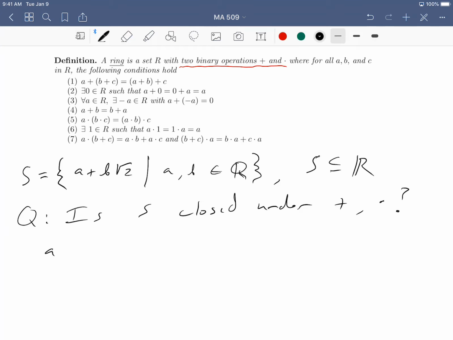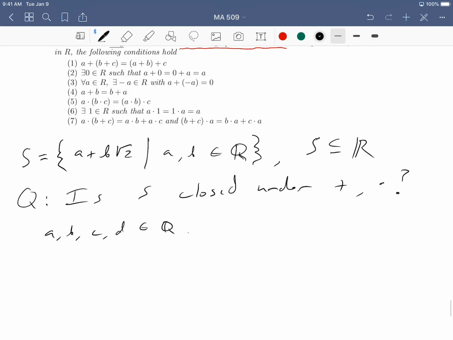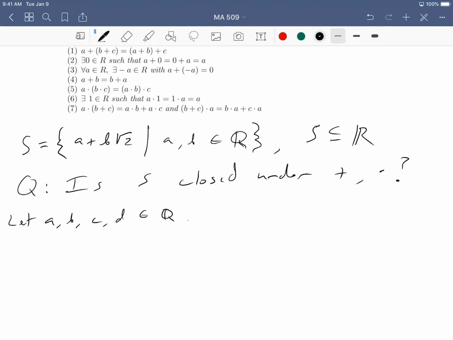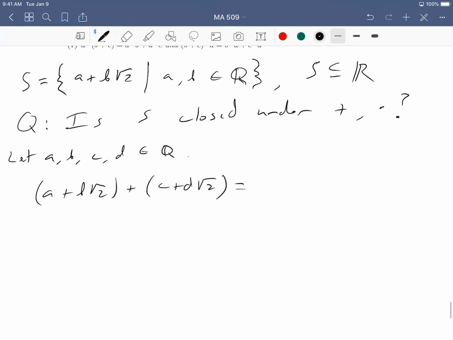I'm going to say let a and b and c and d be rational numbers. Then if I add two generic elements from S, so a plus b root 2 and c plus d root 2, what happens? Do I get something that's still in S? I know these are real numbers, and I know how to add them. I might want to just write this down in the first place as a plus b root 2 plus c plus d root 2, and then start combining like terms.